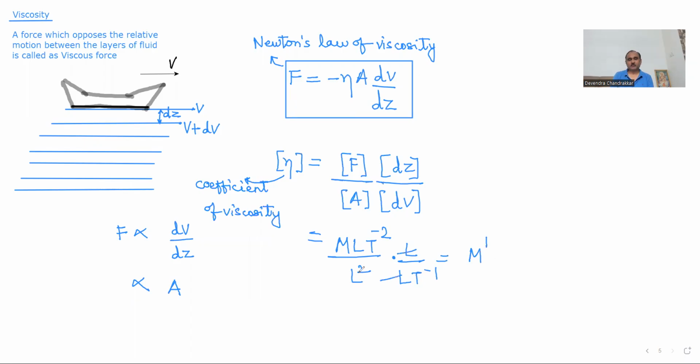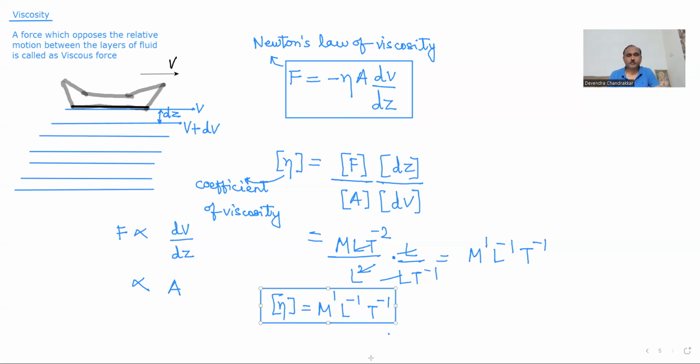This cancels out. This cancels out. It's L to the power minus 1, and this is T to the power minus 1. So the dimension of coefficient of viscosity is M to the power 1, L to the power minus 1, T to the power minus 1. I hope all of you understood it. Just say yes or no. Yes, sir. Copy it.